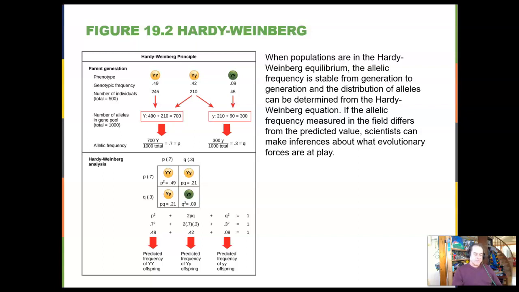And then we had other assumptions. There is no natural selection. One allele is not better than another.